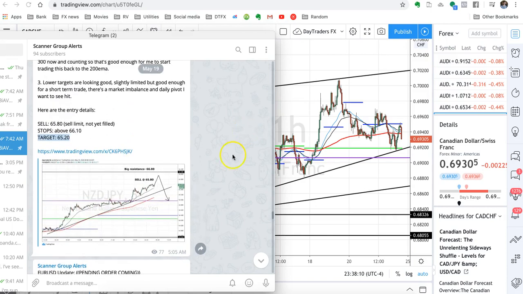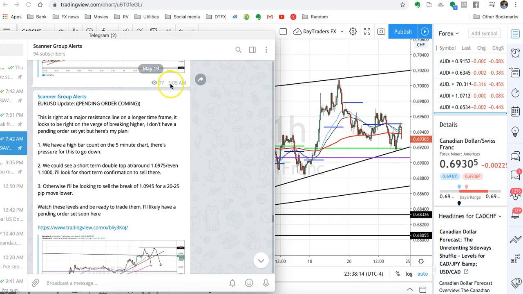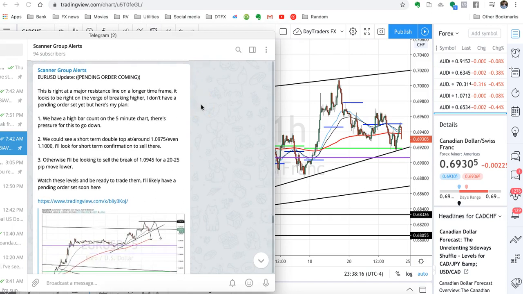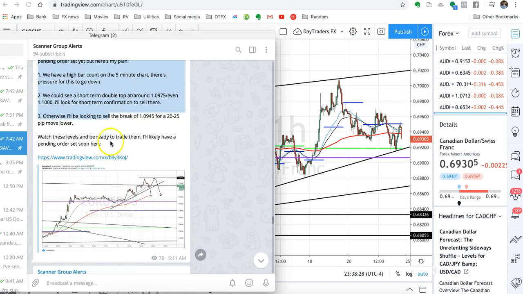So we had that. Okay, so that's a pending order, hasn't been filled yet. That was Tuesday morning, bright and early, 5:05 a.m. Pacific time. And then I said, "You know what? This euro dollar looks pretty good as well. Here's a pending order on euro dollar." And again, all the things that I liked about the euro dollar and what I thought it should do.